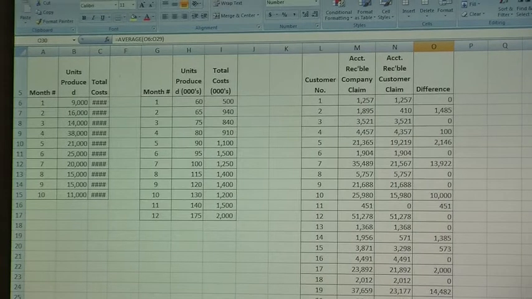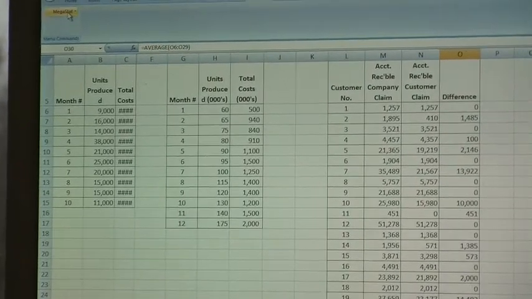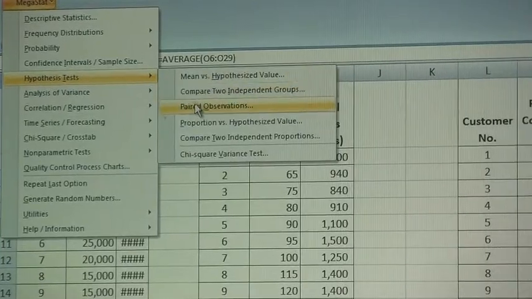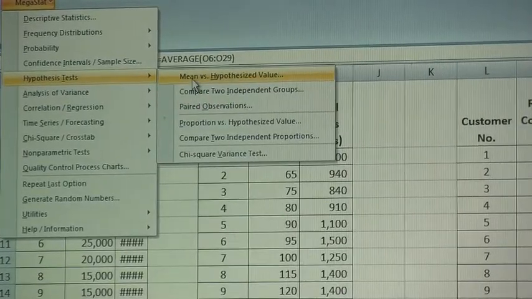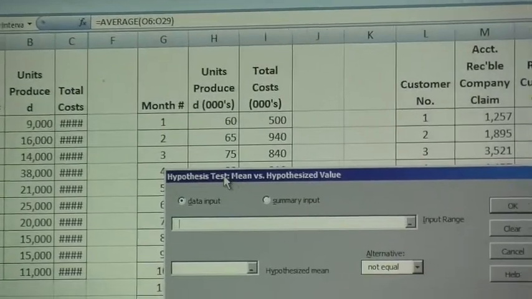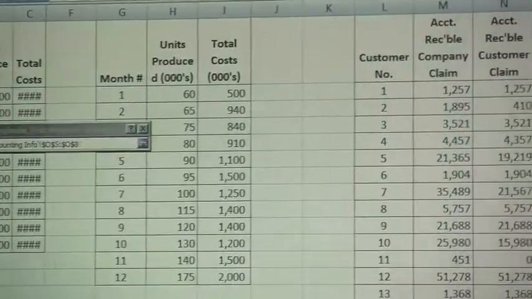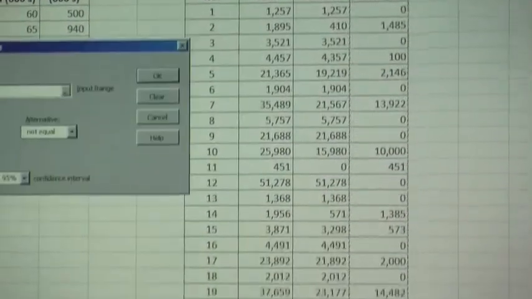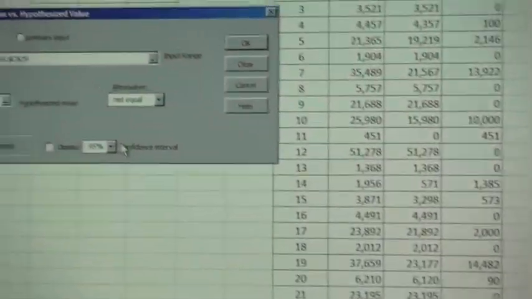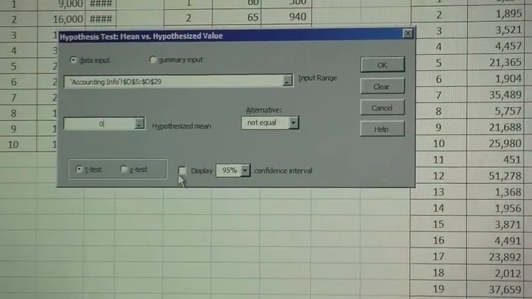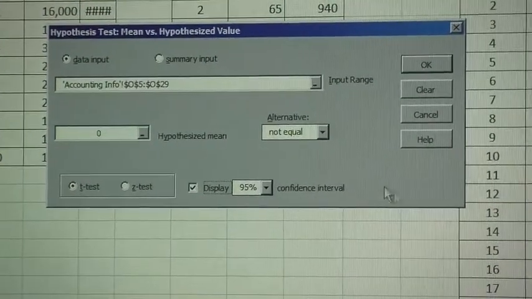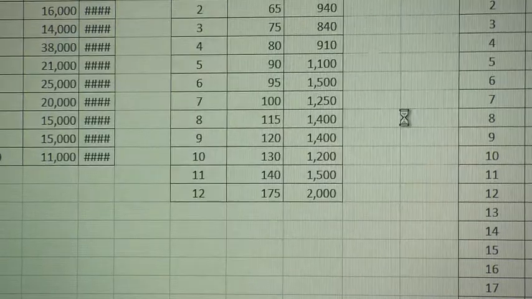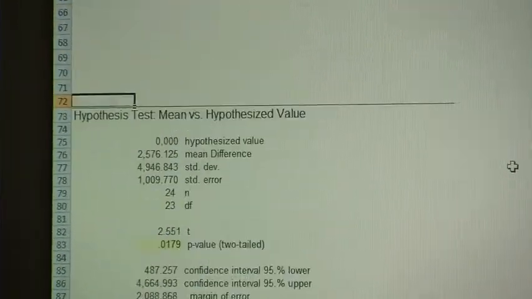So we click on add-ins, we click on Megastat, and we drag down to hypothesis test. And here we're going to do a mean versus a hypothesized value. In this instance, we're only going to highlight this column. So highlight the difference column header and your 24 observations. And we're going to hypothesize a difference of 0. And we'll ask for the 95% confidence interval. We're doing this as a two-tail alternative. We click on OK. And look here, we get exactly the same answer.